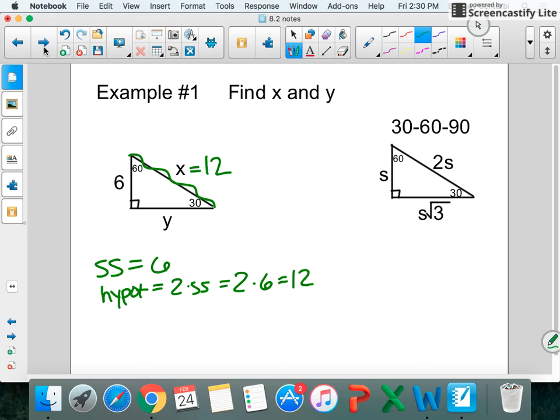Then the long side, which is y, is going to be the short side times the square root of 3. Well, our short side is 6, so we're going to multiply that by the square root of 3. So then y equals 6 square root of 3, and can't simplify that anymore. So not too hard if you are given the short side.